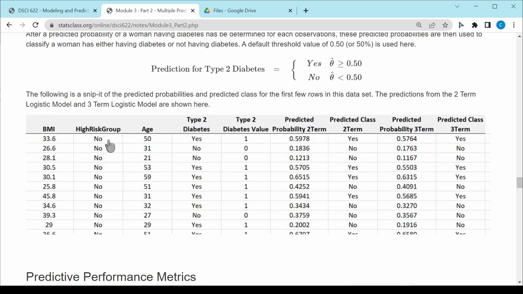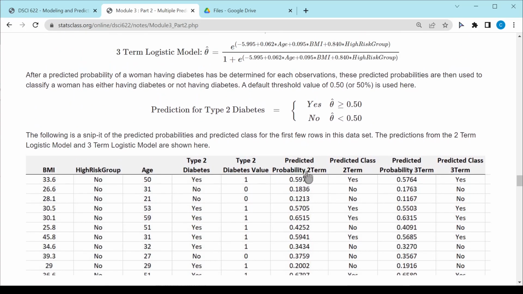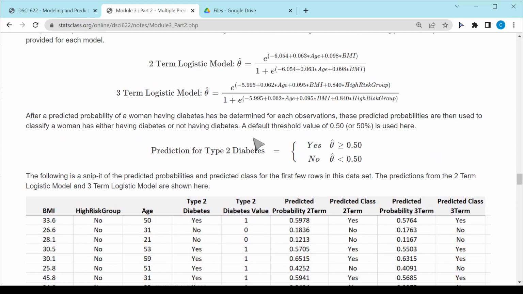These here, well, let's just look at this. This is the BMI, high risk, age numbers. The predicted probability from the two-term model. Okay, so all the computer did, I didn't do this, but I plugged in 33.6, no, so that'd be a 0, and age 50 into this model up here. When I do that, my theta hat value is 0.5978. If I'm using a 50% threshold, I need to check if this value is above 0.50, and it is. So I'm going to classify that person as having diabetes.